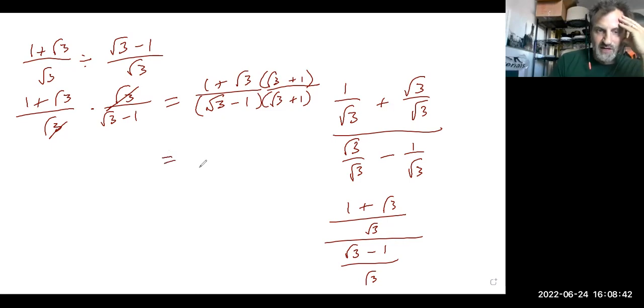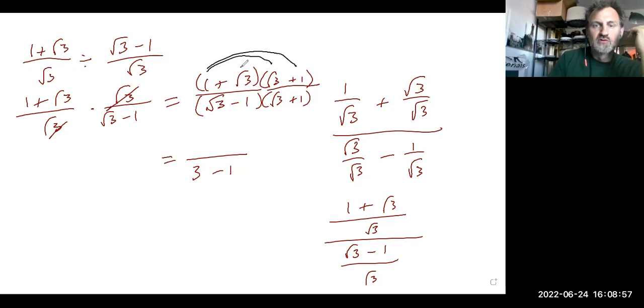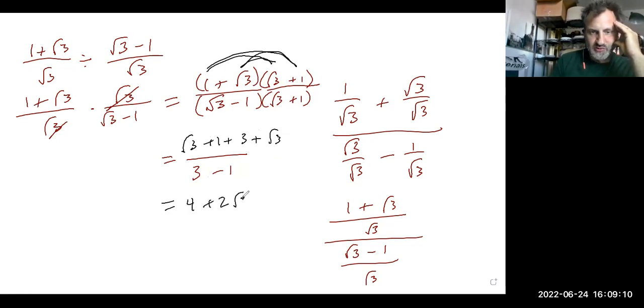I'm focused on the bottom first, sorry. This really should be in parentheses too. Minus 1. So the denominator is going to end up as 2. Now let's think about foiling out this top. Square root of 3 times square root of 3 is 3, square root of 3 times 1, 1 times square root of 3, and 1 times 1. Square root of 3 plus 1 plus 3 plus the square root of 3. So in other words, 4 plus 2 square roots of 3 all over 2.